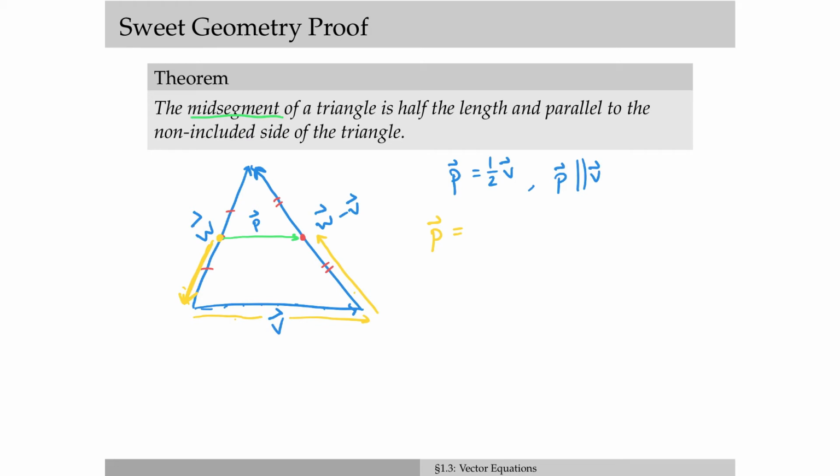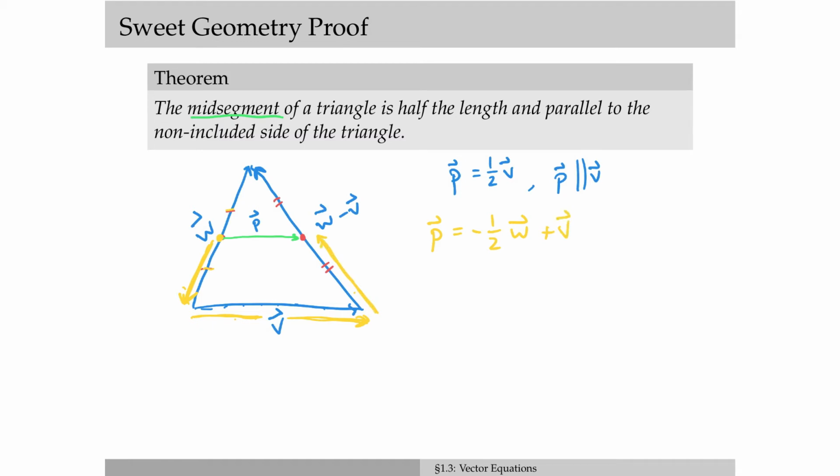Well, what is this vector? Well, it's going opposite of what w is going, so it's the negative of it, and it's exactly half the length because of the midpoint property here. So that first component is -1/2 of w. This base here I travel along, well, that's nothing more than v.